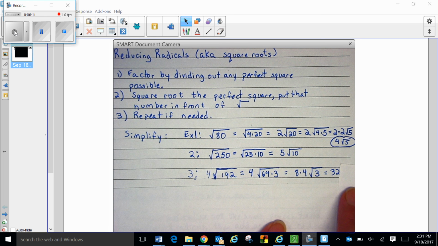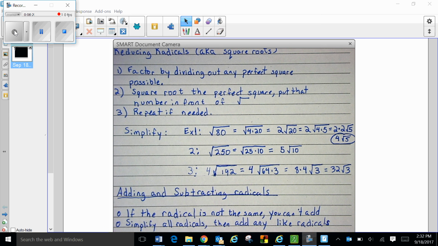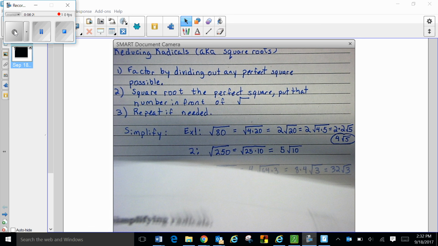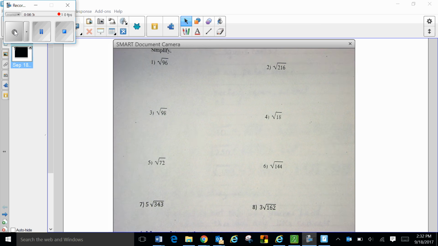So from this point, you can go ahead and do the first few problems up through number 8 on that worksheet for today. You know how to do at this point. There'll be another video with another URL for you to watch when you're ready for the second part that says add or subtract the radicals.